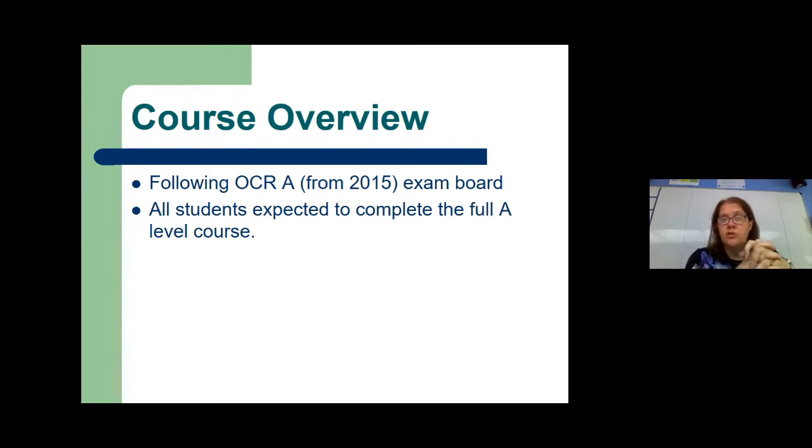There are 2 chemistry courses on OCR, so it's the A one that we do. It's very different to the B course, so be careful which one you're looking at. We expect all of our students to complete the full A-level course, so we don't sit AS exams at the end of year 12. You go all the way through to do your A-level at the end of year 13.